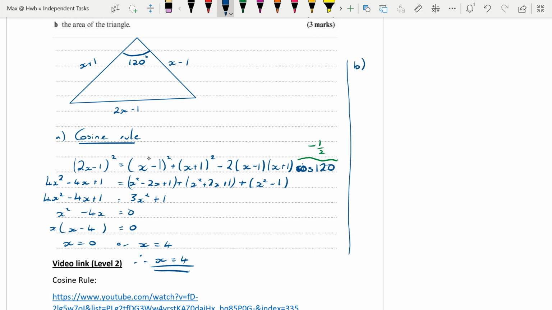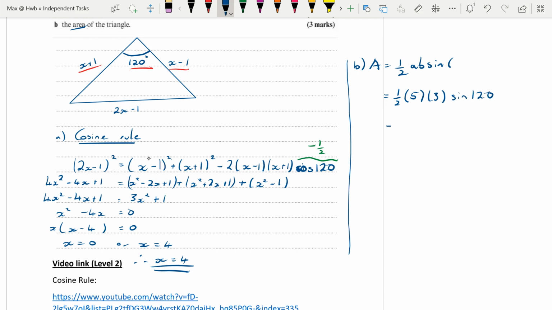Okay, now we know what x is. Part B wants me to find the area. My area formula is a half ab sine C, so two sides and the angle between them. My two sides and the angle between them have to be the two shorter lengths and the angle. So I've got x plus 1. Remember, x is 4, so that must be 5. I've got x minus 1, so this length must be 3. And then sine of 120.